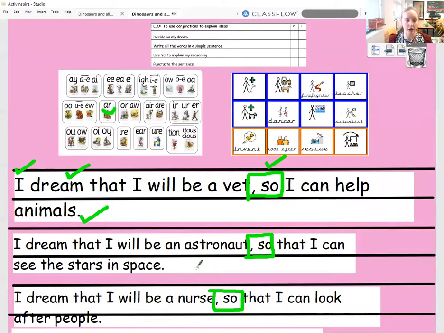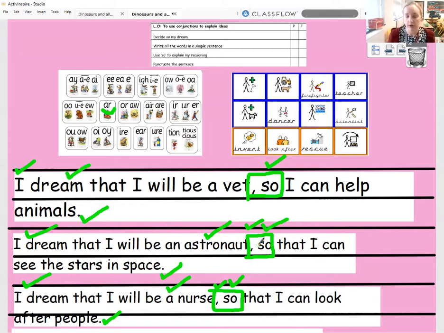Let's check my next one. So my next one, have I decided on my dream? I dream that I'll be an astronaut. Yeah. Written all the words, used so to explain my reasoning. So I've got so and I've got a comma, so that I can see the stars in space. And I've got a full stop and a capital letter. And let's check this last one. I dream that I will be a nurse. So I've got my dream, so I've got my so and my comma. I've got my reason, I've got my capital letter, and I've got my full stop. So they are my dreams, and I've used my conjunctions to explain my ideas today.